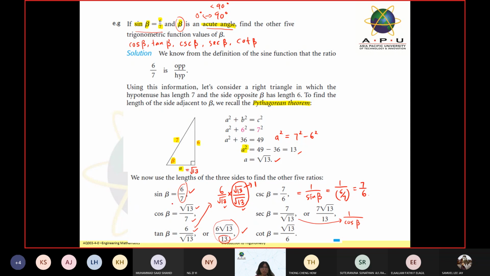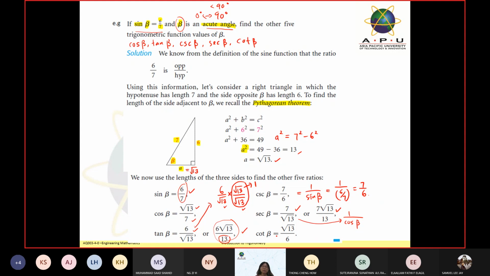Okay, 1 over cos. So the cos is square root of 13 over 7. So it will be 7 over square root of 13. And again, using the same way just now, if we multiply by square root of 13 over square root of 13, I can also express this as 7 square root of 13 divided by 13.